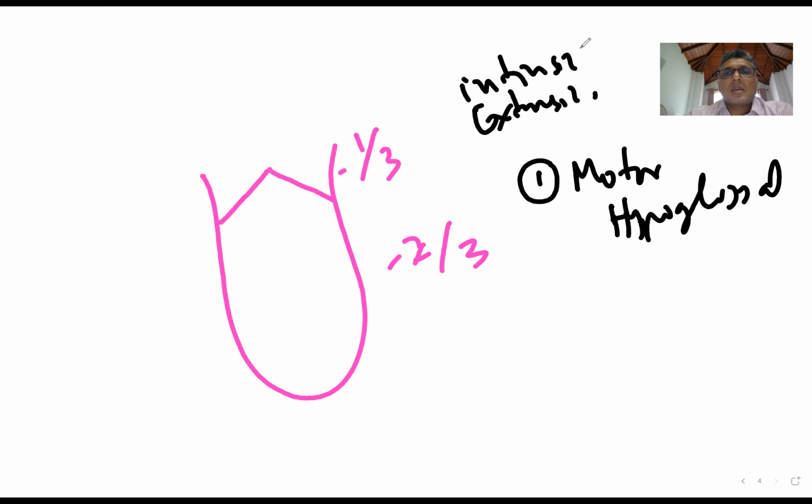So all these intrinsic and extrinsic muscles are supplied by the hypoglossal nerve except one muscle. So you can just forget about the exception. Just remember that all of them are supplied by the hypoglossal nerve. So that is number one.